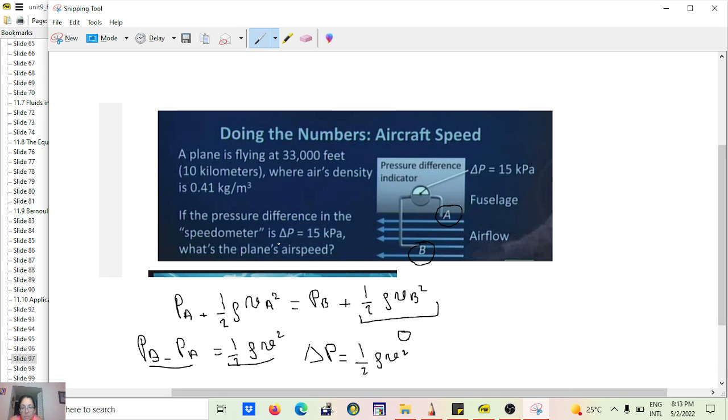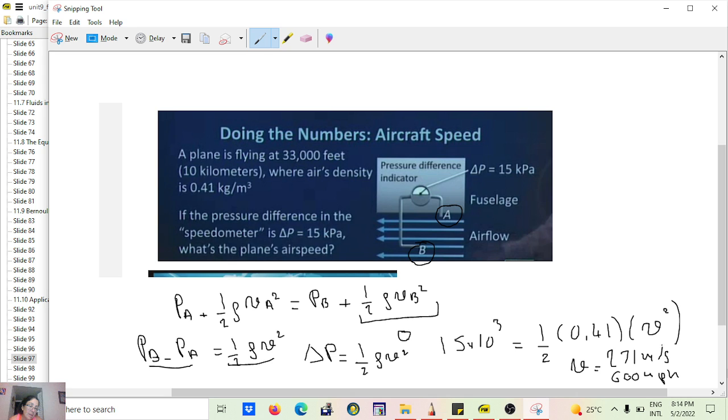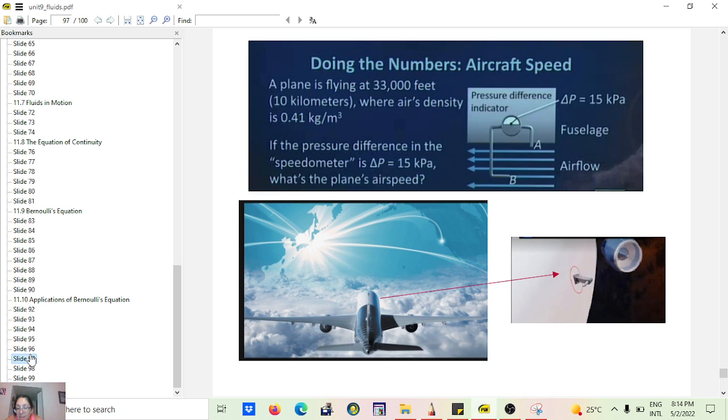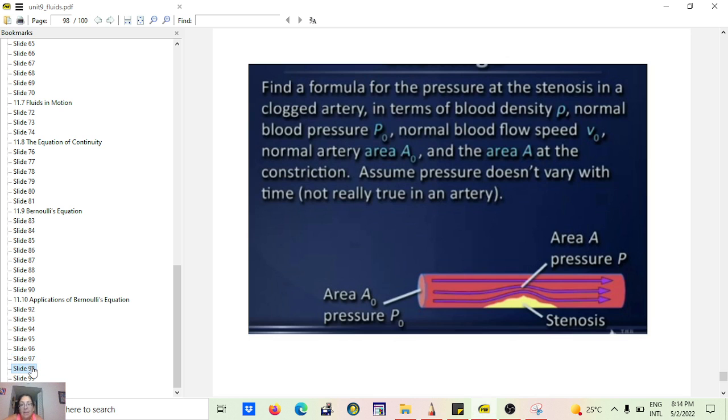Okay, and the difference in pressure we have, so 10 times 10 to the third equals 1/2, the density is 0.41, and the speed squared. Okay, so you can solve for V and you find V equals 271 meters per second. Okay, so that was interesting. Okay, so that's for people in health.